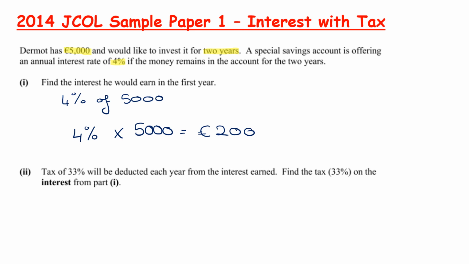So then we're told that there's tax. Tax of 33% will be deducted. That word there means subtracted from. So it means it's taken before you get it. We think of tax in a lot of cases as deducted. It's not something you go in and pay. It's something that's taken before you get your money. So 33% of that interest will be taken away before he moves forward into the next year. So we need to find 33% of €200.